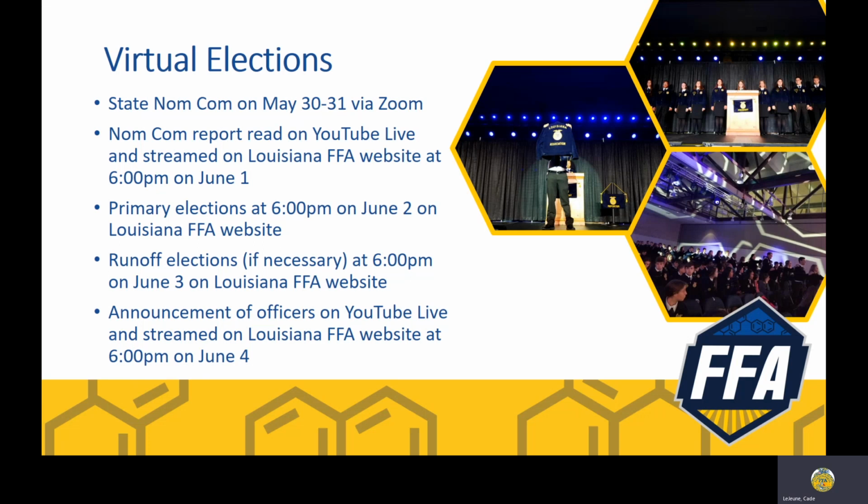Students will go to that website using those 6-digit voting codes. The campaign videos will be posted on that site, and then the delegates will make their selections for each state officer position. If any runoff elections are necessary, we're going to hold those the following evening on Wednesday, June 3rd at 6 p.m., following the same process as the night before. It'll all be on our website. And then once we get our slate of 10 officers elected, we're going to do the announcement of officers on YouTube Live again and streamed on our website at 6 p.m. on Thursday, June 4th.